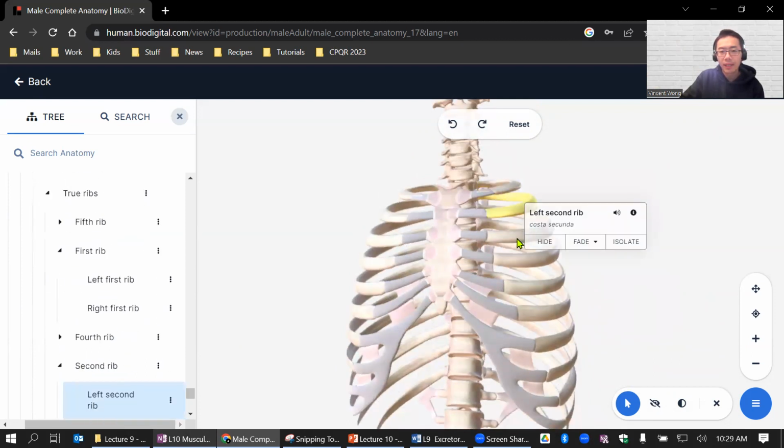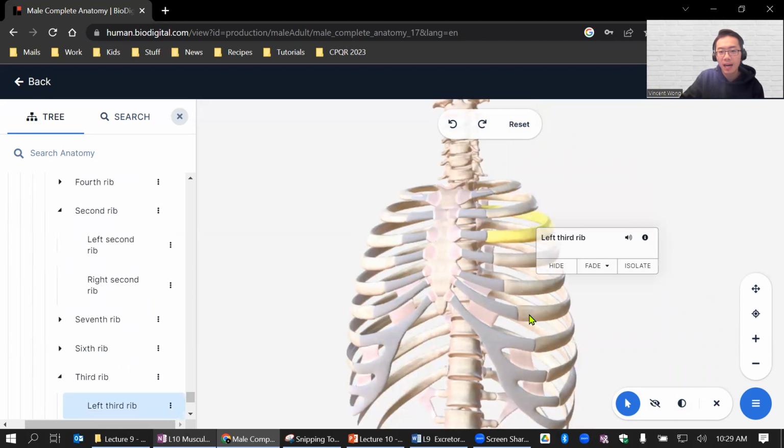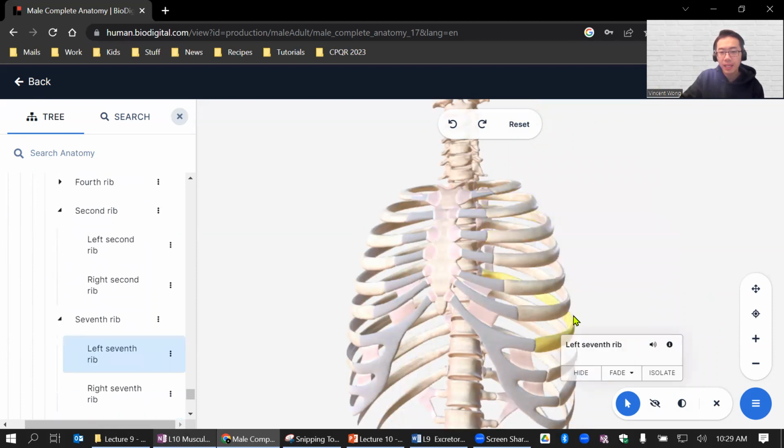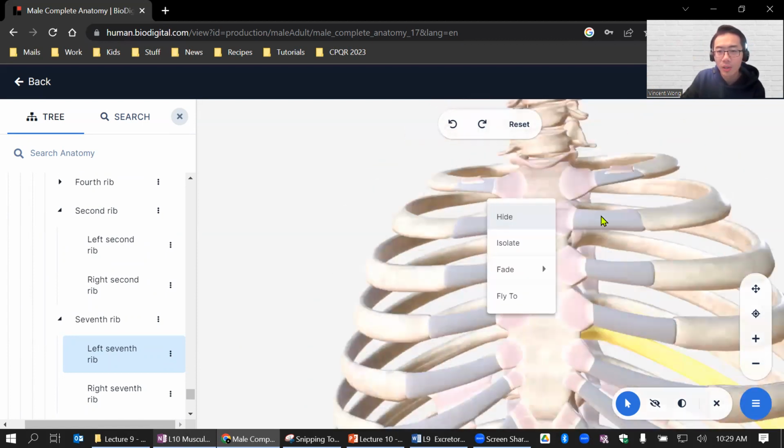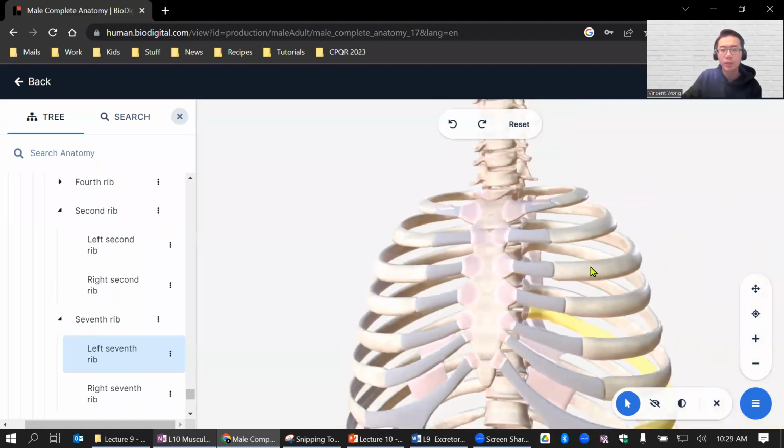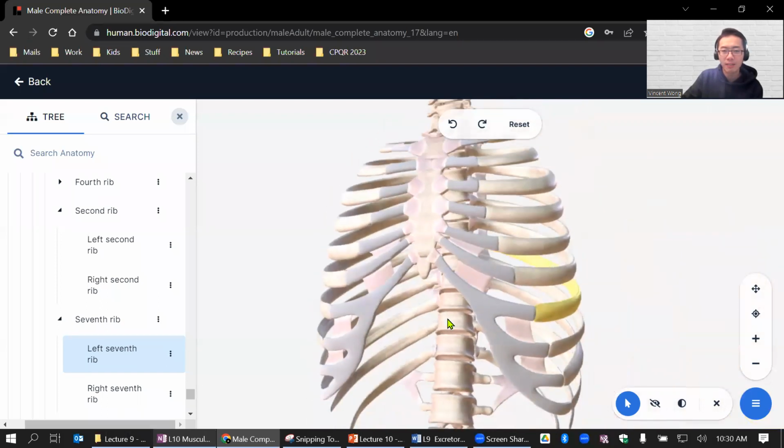Second, then number 3, 4, 5, 6, 7. They all have their own costal cartilage that connects to the sternum. Number 1 and number 2 connect to the manubrium. Number 2 to 7 connect to the body. If you take a closer look, 2 is connecting to the boundary of the manubrium and the body. So these are true ribs, number 1 to number 7.